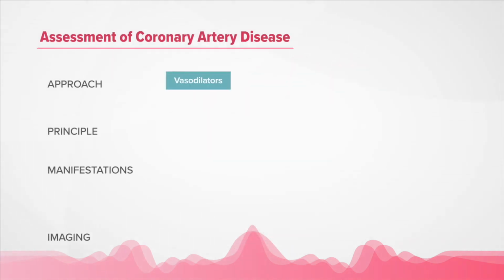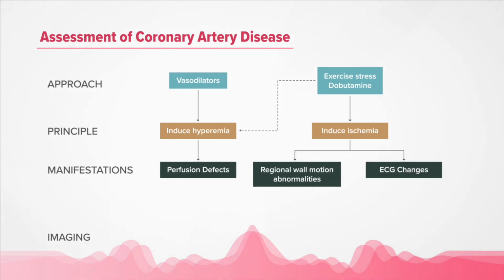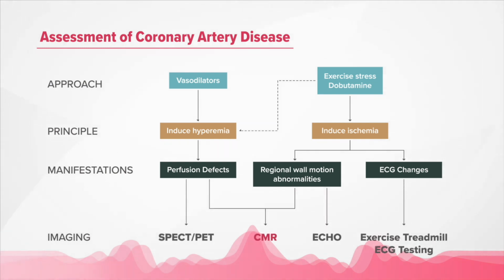The assessment is based primarily on two principles. Number one, inducing hyperemic response, either directly with vasodilating agents or increased perfusion from exercise and dobutamine stress. Alternatively, you could induce ischemia through oxygen supply-demand mismatch with exercise or dobutamine stress. The manifestations can then be detected using a variety of cardiac imaging, such as nuclear, echo, and cardiovascular MR. Theoretically, CMR has the strengths of detecting both perfusion defects and regional wall motion abnormalities.